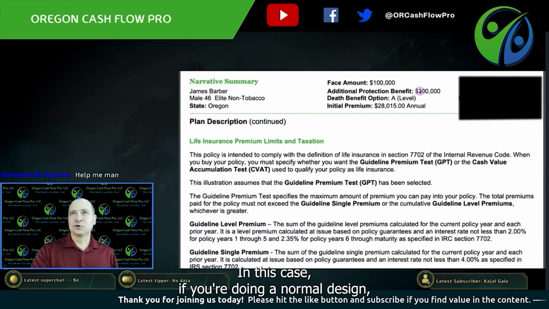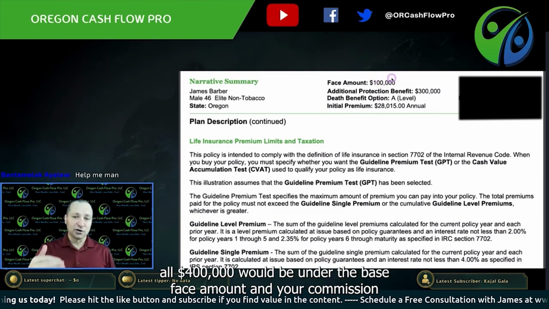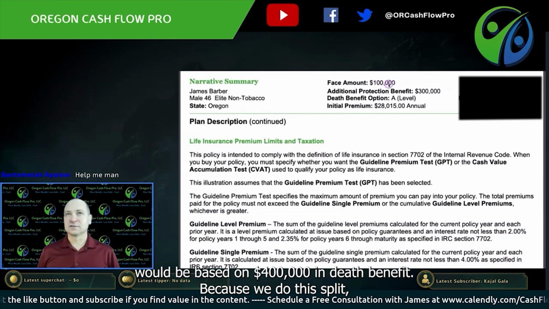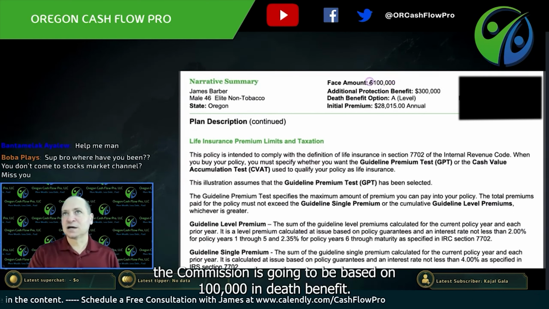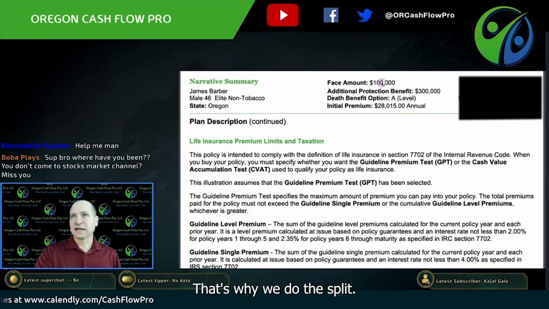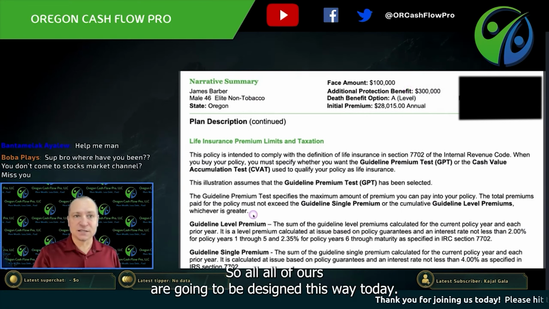In this case, if you're doing a normal design, all $400,000 would be under the base face amount, and your commission would be based on $400,000 in death benefit. Because we do this split, the commission is going to be based on $100,000 in death benefit. That's why we do this split. It does reduce the commission, but that lowers the expenses inside the policy. All of ours are going to be designed this way today.